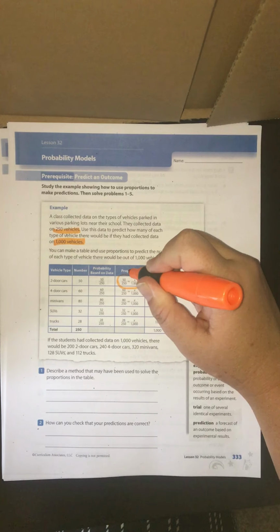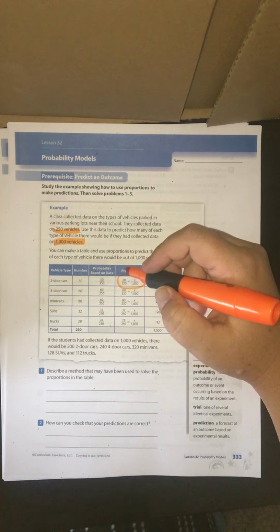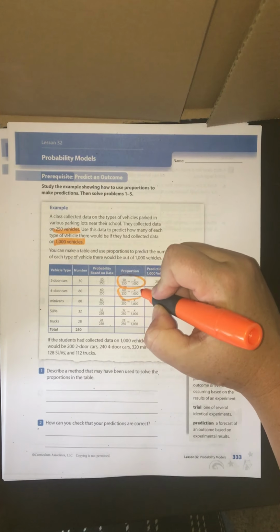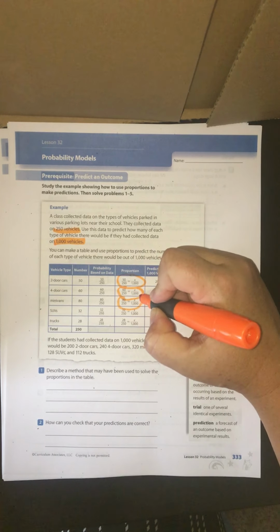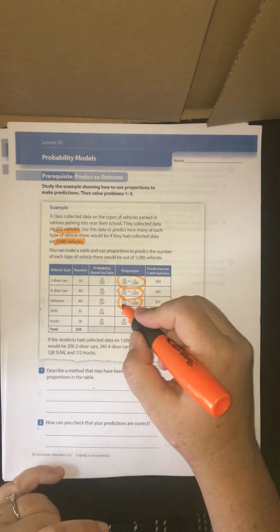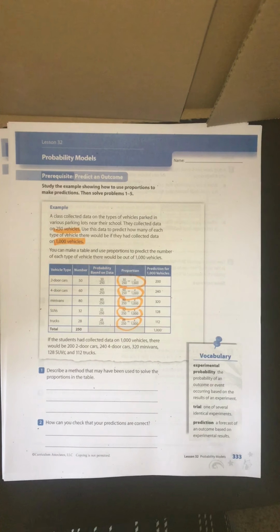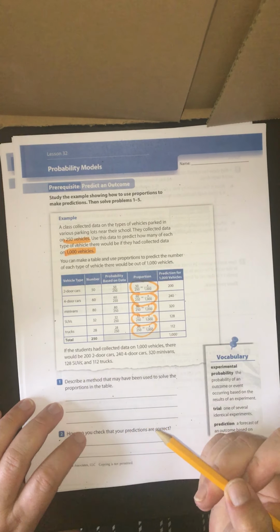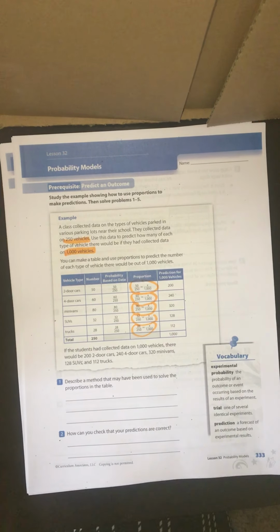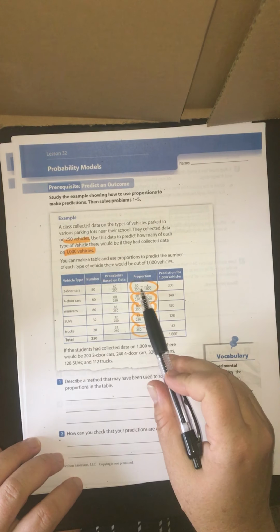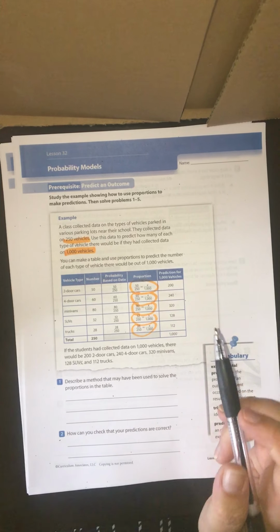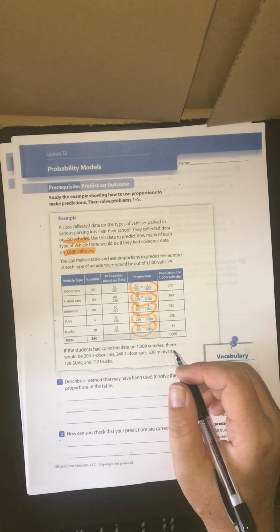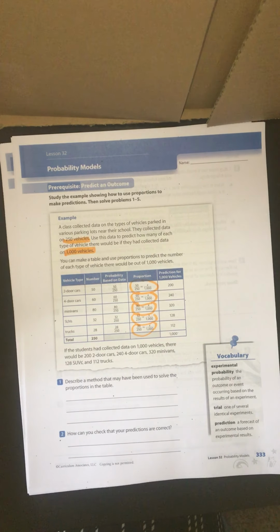So they're giving you very different possibilities of what the proportions could look like when you're solving for x. They have them all the way through here using x, and these are the different proportions that you would write. If a student had collected data on 1,000 vehicles, there would be 200 two-door, 240. So basically they finished all of these proportions to tell you how many for 1,000. There are always different methods to solve these.